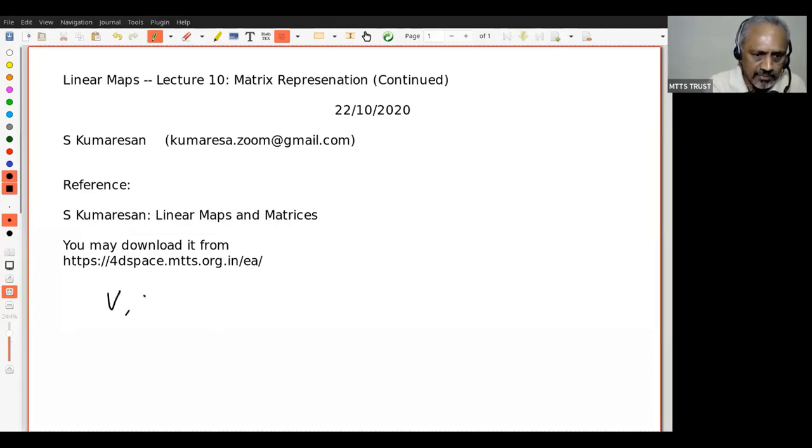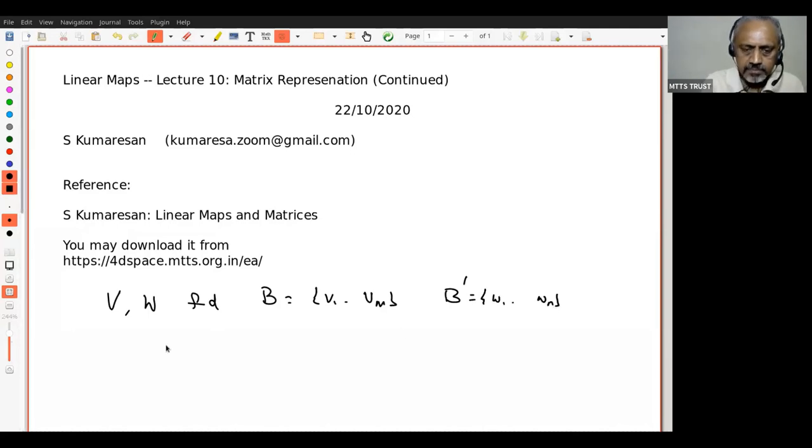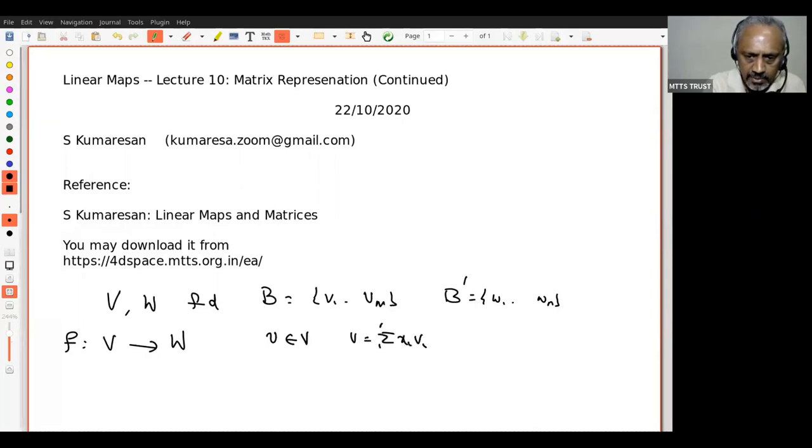So as usual, we have V and W, finite dimensional vector spaces. B is an ordered basis of V and B dash is an ordered basis of W. And I have a linear map F from V to W. And recall the coordinate map: given any v in V, we write it as summation xi vi, i from 1 to m. Therefore, v goes to the coordinate vector of v with respect to B, but we will write it suppressing B. This stands for the column vector x1 to xm.